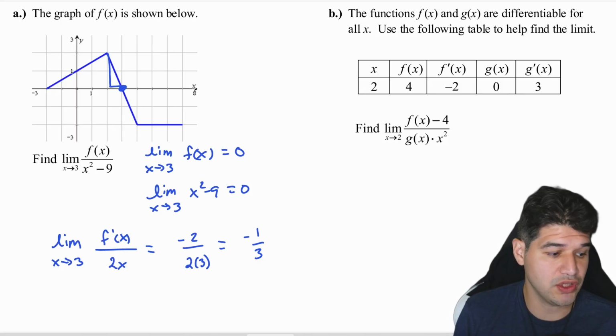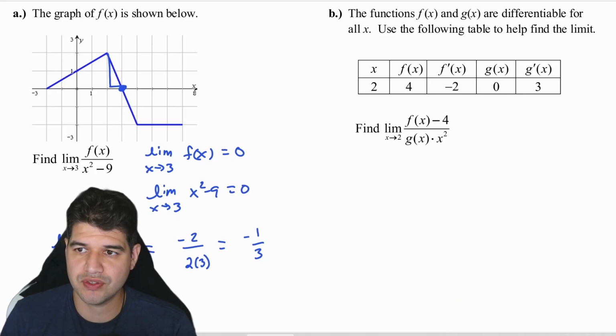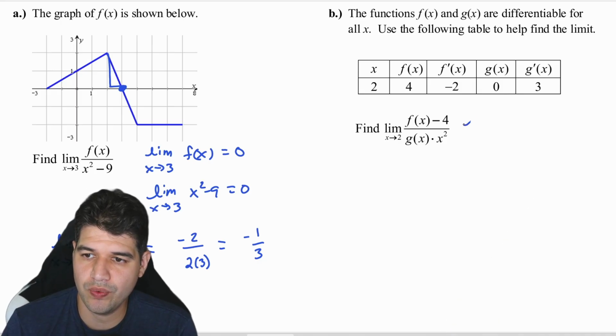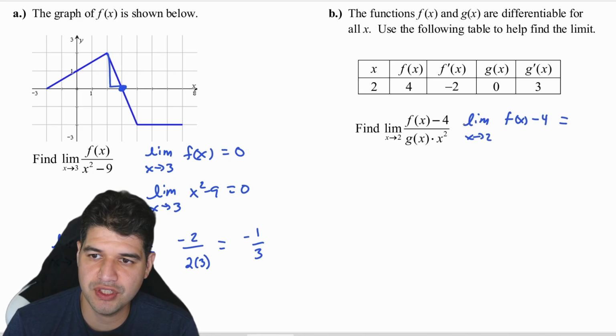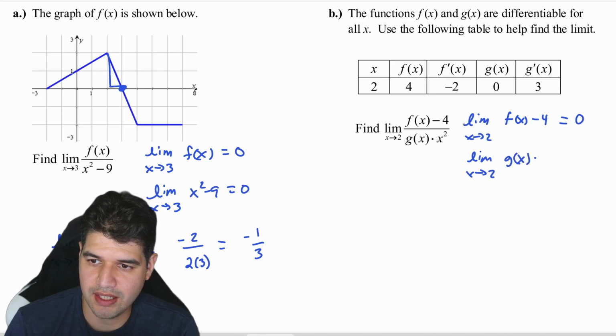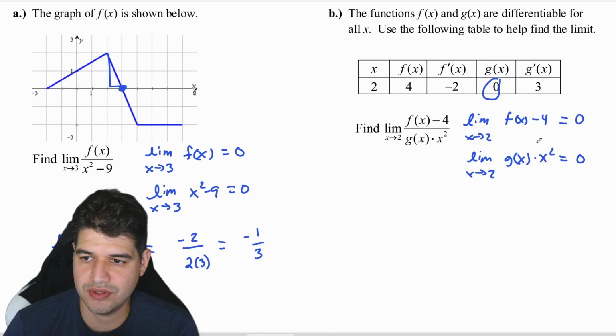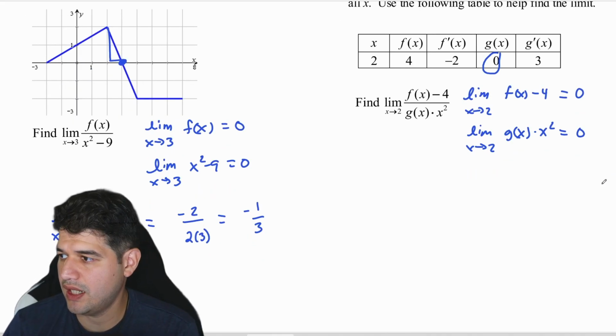Okay, so let's look at one with the table. We know these are differentiable functions. We know the limit as x approaches 2 of f of x minus 4. So f of 2 is going to be 4, and 4 minus 4 is 0. And in my denominator, the limit as x approaches 2 of g of x times x squared is also going to get me, so g of x is 0. So 0 times 4 is going to be 0. All right, so let's apply L'Hopital's rule.